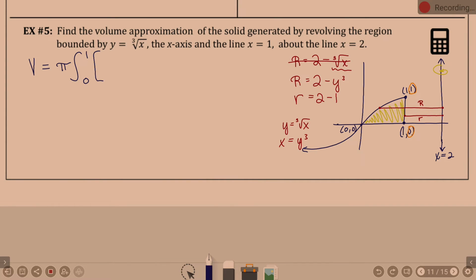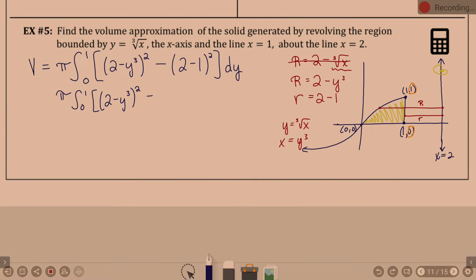Big R squared, so 2 minus y cubed, quantity squared, minus little r, 2 minus 1, quantity squared, or if you want to go ahead and put the 1 in, that's fine. And then don't forget at the end, times dy. So it's pi times the integral from 0 to 1 of 2 minus y cubed, quantity squared, minus 1, if you will, dy. What direction would you like to take from here?